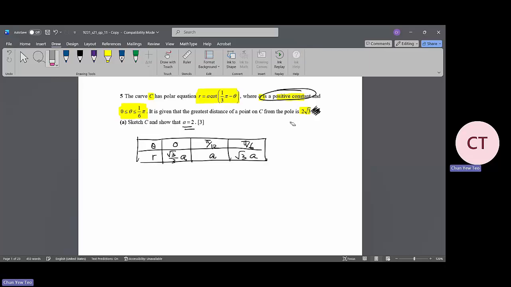Okay, so from here, given the r max is equal to 2 root 3, so root 3 a is equal to 2 root 3. Then a is equal to 2. Shown.